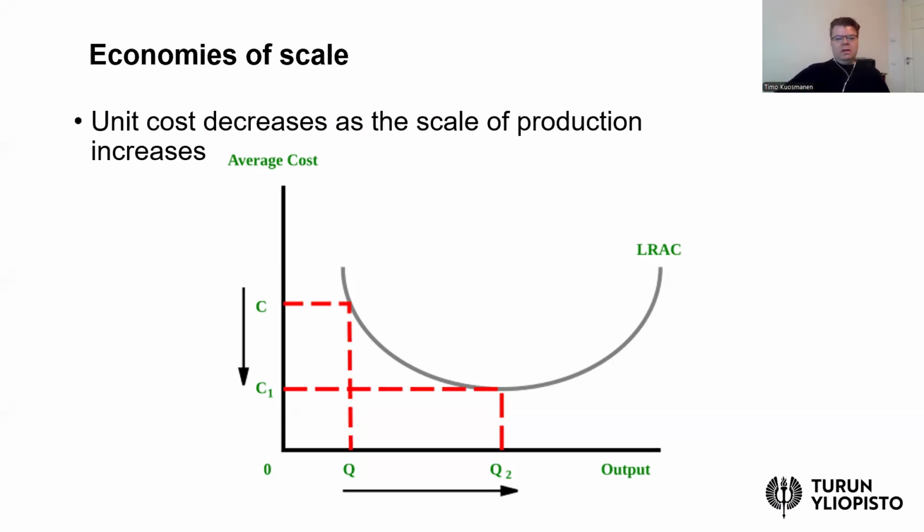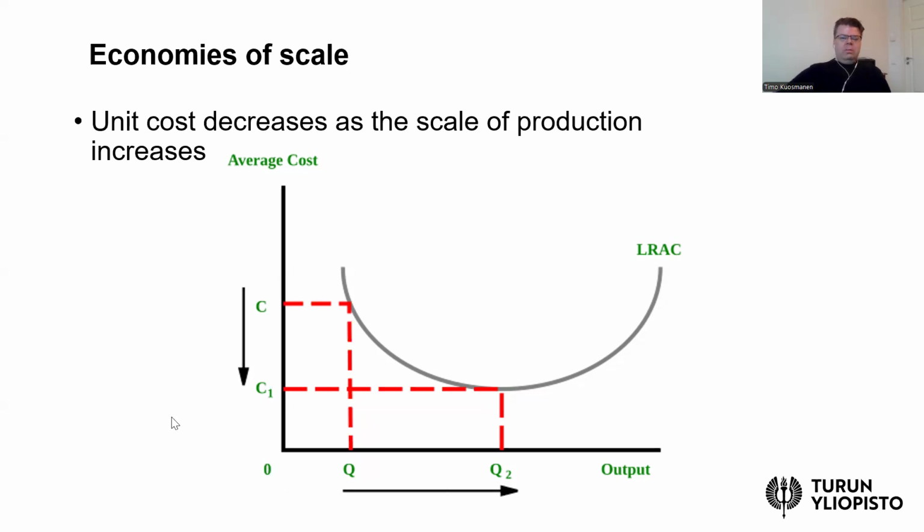On the horizontal axis we have output increasing to the right, and on the vertical axis we have the average cost. We could say cost per unit or unit cost. And this gray curve is LRAC, which refers to long run average cost.